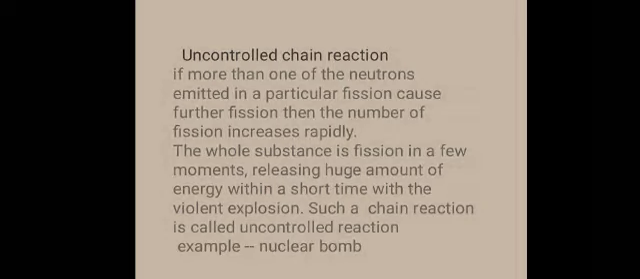Example, nuclear bomb. We have seen in Hiroshima, Nagasaki, the effect of the nuclear bomb, right? Within a few moments, within a few seconds, the chain reaction continuously happens until the fissionable material is completely exhausted. And within a few minutes, what happens? A huge amount of energy is released with a violent explosion. Such a nuclear chain reaction we call an uncontrolled chain reaction.